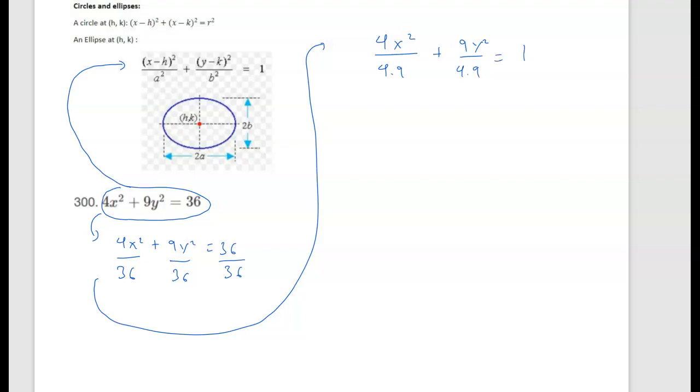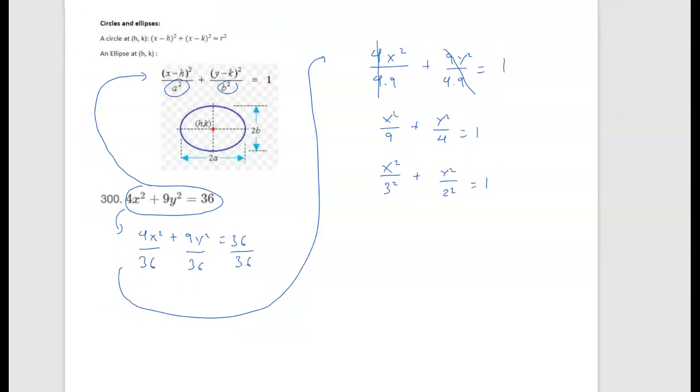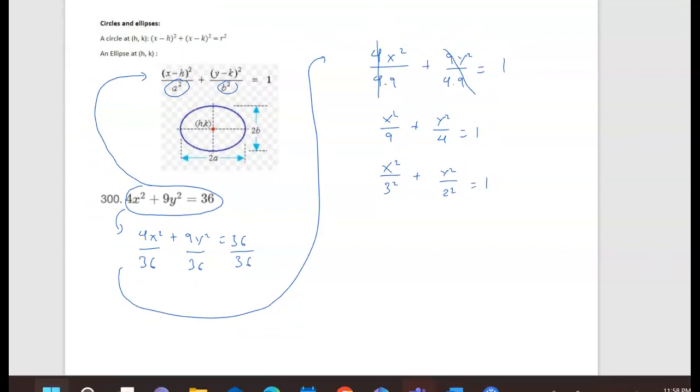Now in the next step, I'm going to cancel common factors. And you're going to be left with x squared divided by 9 plus y squared divided by 4. This is equal to 1. And then I'm just going to rewrite it with the actual squares. So we're going to have x squared divided by 3 to the second plus y squared divided by 2 to the second. And this is equaling 1. So in this case, we can actually state that the actual conic section is an ellipse.